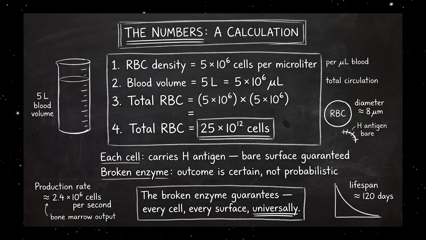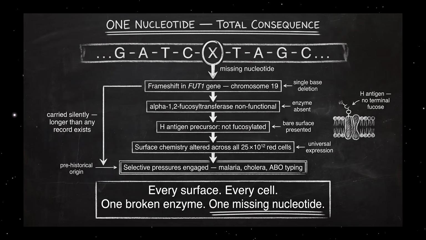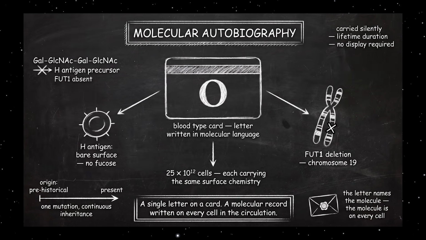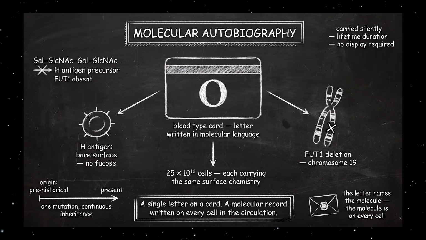The broken enzyme guarantees. Every advantage and every vulnerability traces to a single missing nucleotide that broke one enzyme on one chromosome, and the surface chemistry it left behind has been shaping the body that carries it for longer than any civilization has existed. The letter on the card in your wallet was a molecular autobiography written on every cell in the circulation, carried silently for a lifetime.